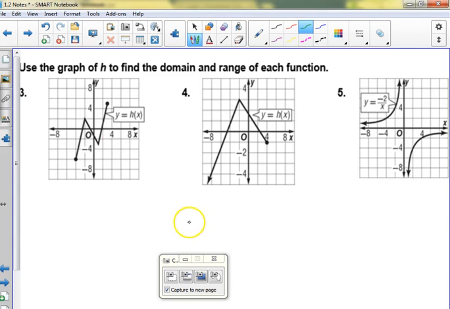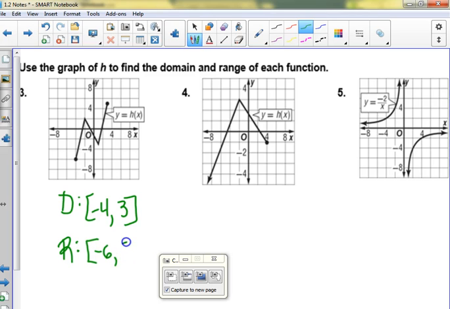All right, domain and range. Who's going to practice these? Easy one. Who's got 3? Left to right? I can't even tell. 2, 4, 6, 8. I think it's -4 because they're counting by 2s, to positive 3 maybe? Range, bottom to top? I think it's -6 to +5 because they're counting.